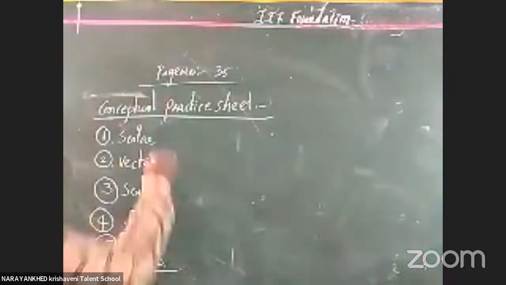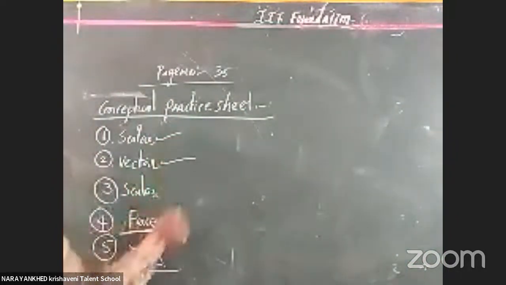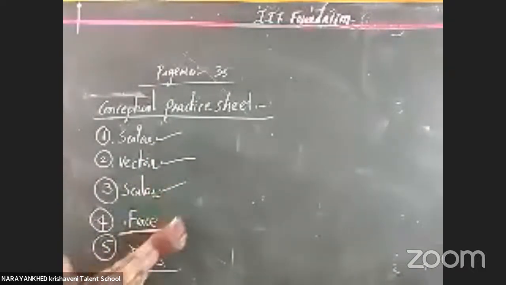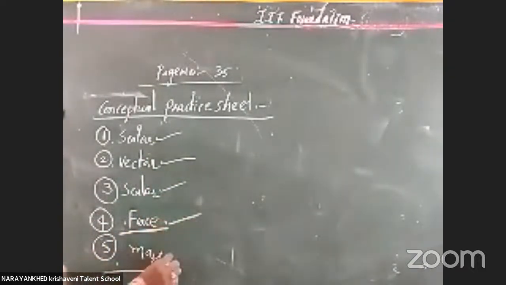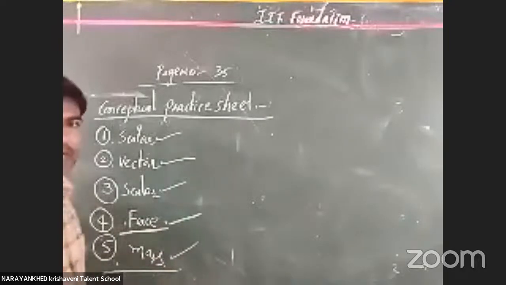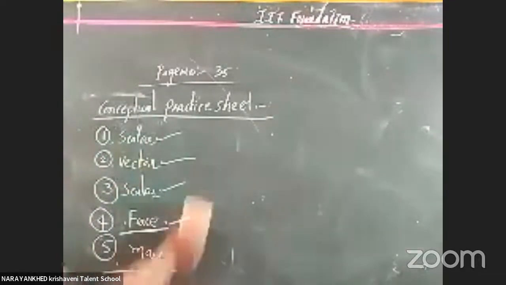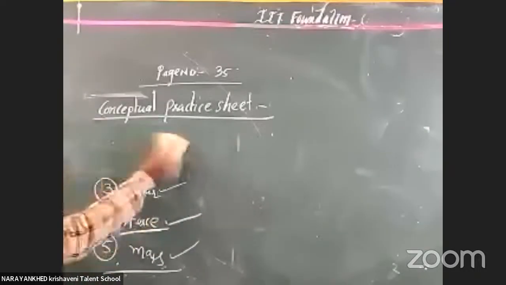Once again I repeat the answers. The first answer is scalar, the second answer is vector, the third answer is scalar again, the fourth answer is force, the fifth answer is mass. Okay, now next.